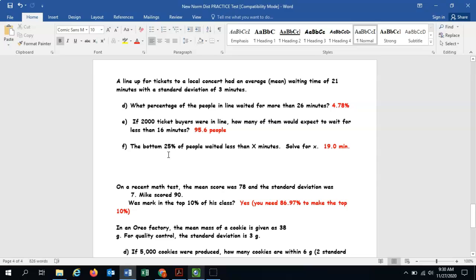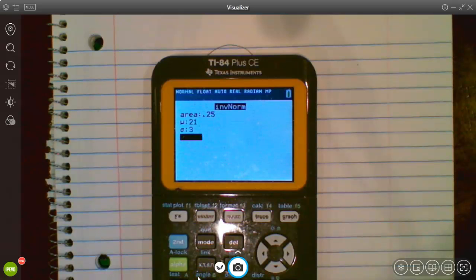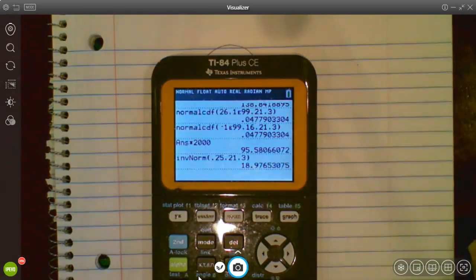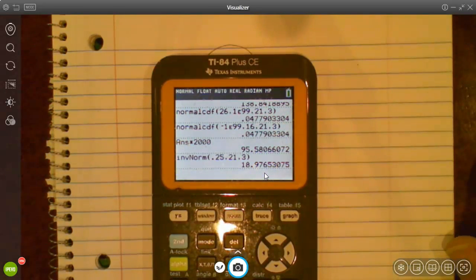So I'm going to go into inverse normal. I have my bottom area of 25%. My mean is 21. Standard deviation is 3. So here's what it looks like in the calculator. And now here's a tricky one. You've got to make sure you round this accurately. I do want 3 sig figs.